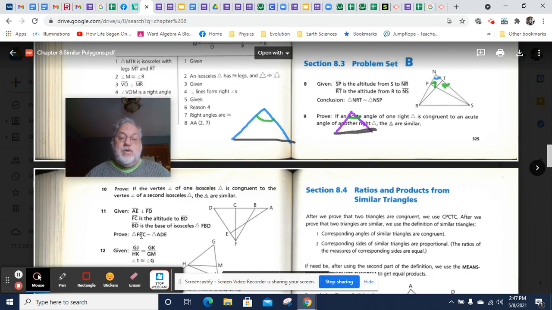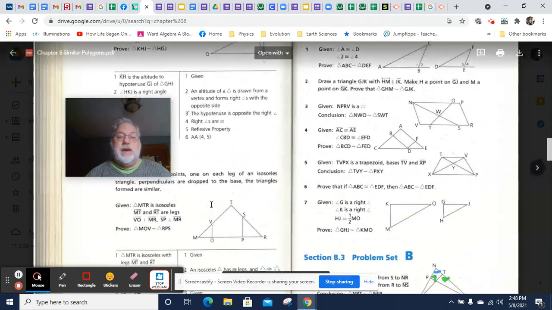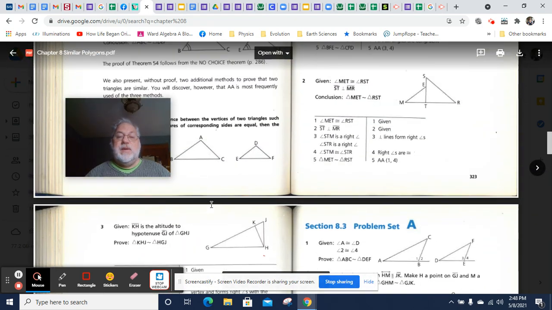Okay, I'm going to go on down here to number 14. So if you double each side of a triangle, the resulting triangle is similar to the original. So what you're saying is the new triangle, all the sides have a 2-to-1 ratio to the old triangle. So if all the sides have the same ratio, we're back to one of our theorems back here.